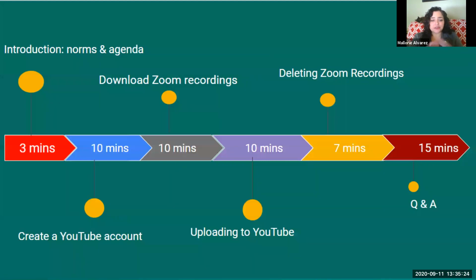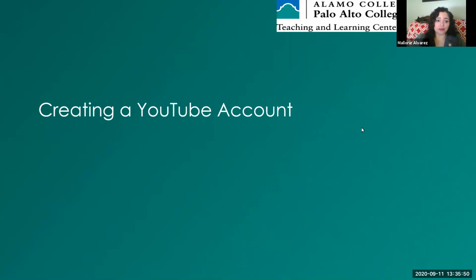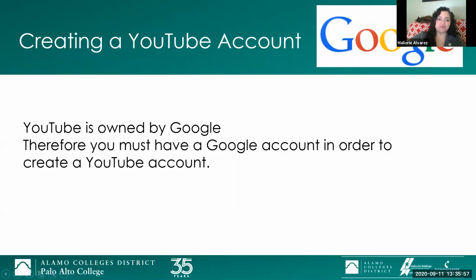So this is a little timeline that I created that gives you a good idea of what this session is going to cover. We're going to talk about creating a YouTube account, downloading Zoom recordings, uploading to YouTube, and then deleting those Zoom recordings, because now we don't need them there taking up space, because we have uploaded them into YouTube. So that's just a quick little timeline for you. I'm going to transition into our first portion of this, which is creating a YouTube account.